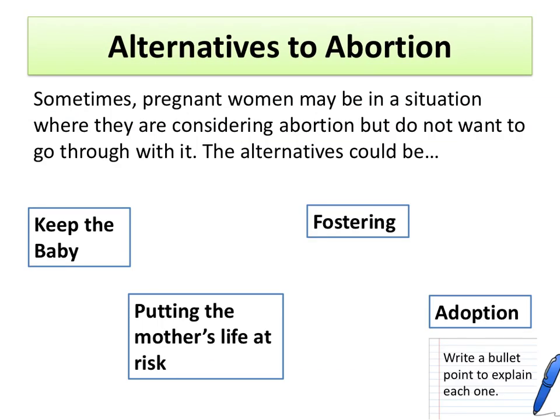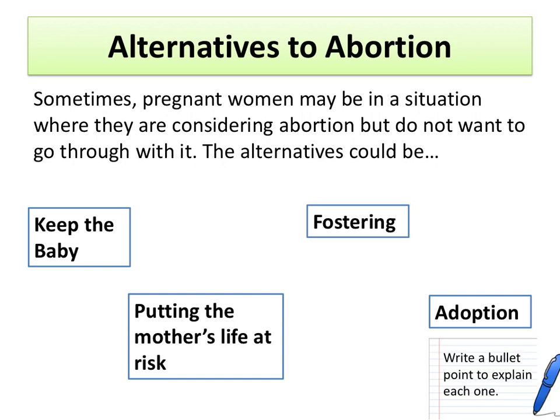The next thing that you need to know about are the alternatives to abortion. Now, sometimes a pregnant woman may be in a situation where they're considering abortion but don't want to go through with it. And you need to be able to name some of the different alternatives and think about the advantages and disadvantages of them in terms of whether a woman would want them to take place or not. As we look at each, write a bullet point to explain each one.